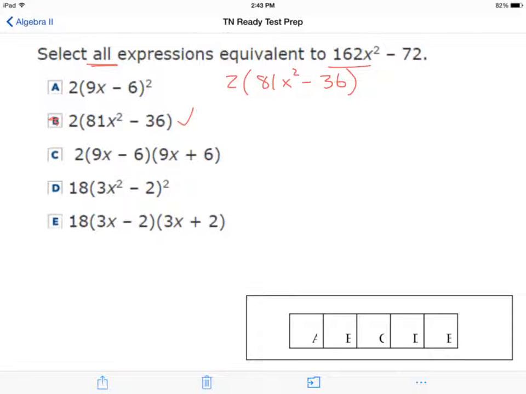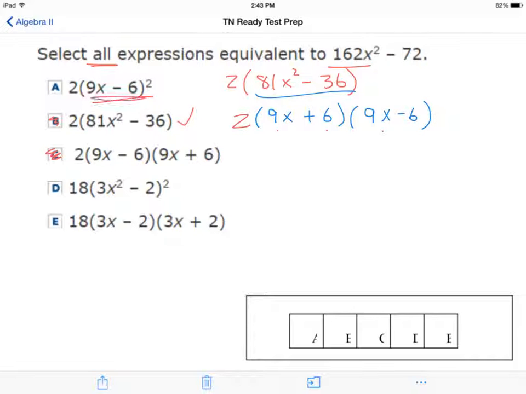In addition to that, I want to see how this quadratic is going to factor. I see we have a difference of squares. 81 is 9 squared, x squared is x squared, 36 is 6 squared. So this would factor like 9x plus 6 times 9x minus 6, and that's because there's no linear term, there's no x term here. If I think about multiplying that out, my linear term is going to cancel out. So I know that that is also one of my factors. So I know B and C are correct answers.